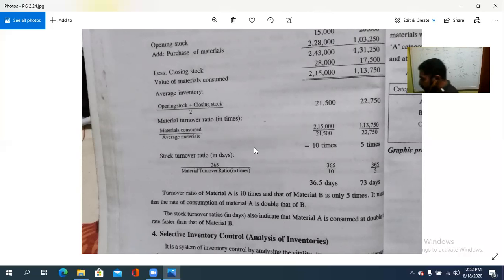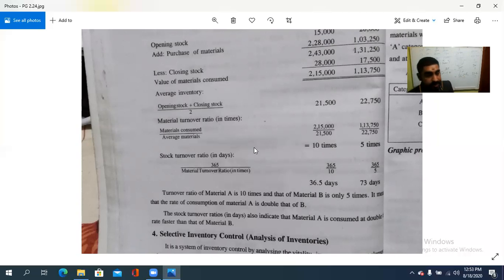Then the danger level. Beyond the minimum level, there is a level called the danger level. At that time we need to order urgently. But if by mistake it goes out of control, there will be stoppage of production in such a case. That is the stock level to be maintained.